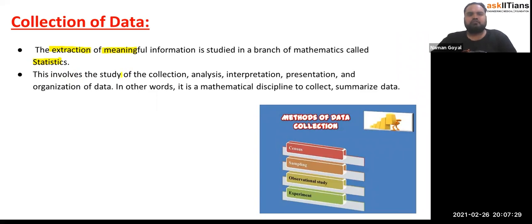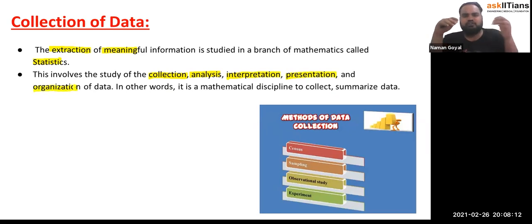So this involves the study of the collection. First we collect the data, right? Then we analyze that collected data, what exactly the data is about. Next is interpretation, meaning we make our own interpretation, that yes, this data is saying this, okay? After that we present that data and organize the data in an organized form.